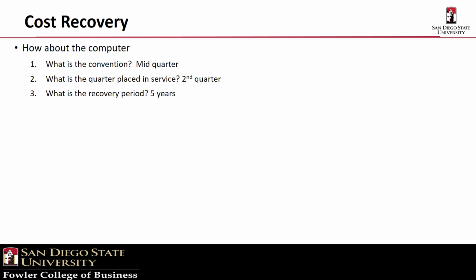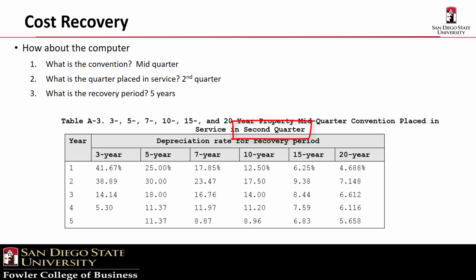Now let's do the same for the computer. It was placed in service in May. That's the second quarter. So we need the second quarter table for the mid-quarter convention. It is also 5-year property, and so for the first year, the factor is 25%. Times the cost of $3,000 is $750 in depreciation.